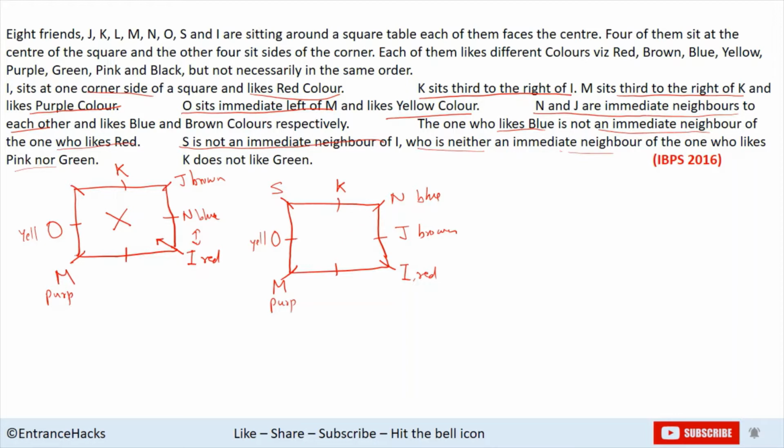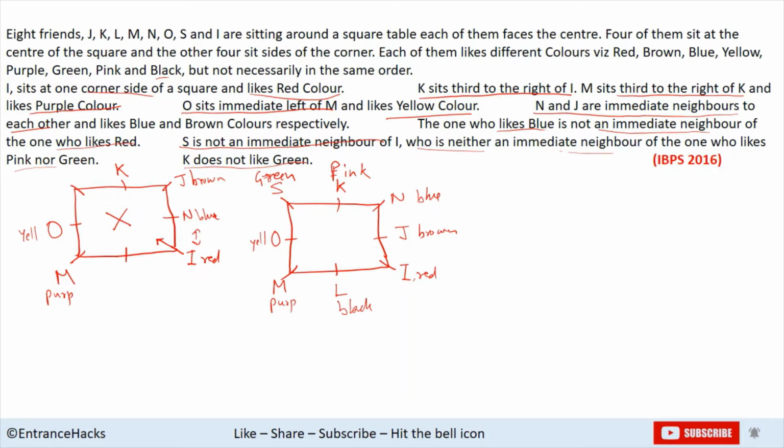And we are left with the color that is black. So black would be here. And green and pink would be either S or K. Either of them would like green and pink. But the next statement clears that K does not like green. So K would be loving pink and S would love green. And the person who is left is L here. So L was the remaining person.